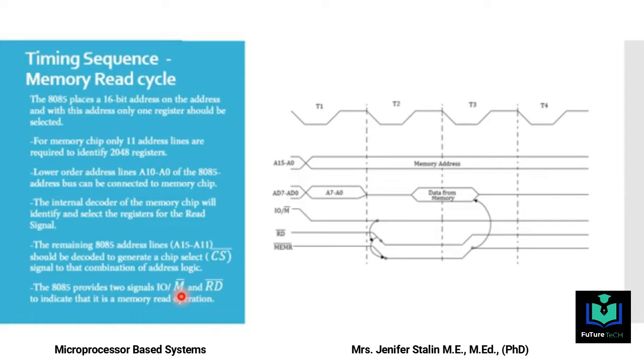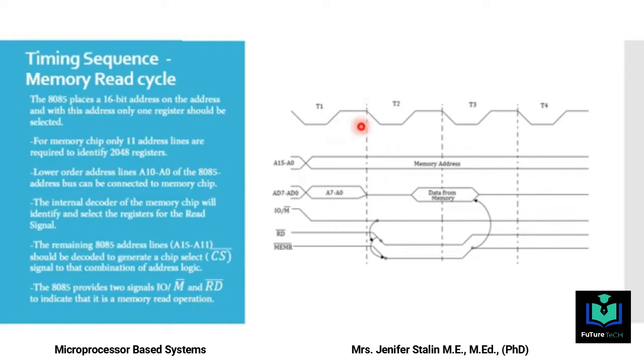IO/M bar. When the signal is low, that signal is interfaced with the microprocessor. You can see the M bar signal is low. Bar means it is low. So that means you are interfacing the memory with the IO device, and the read signal is also low. That indicates the memory read operation.